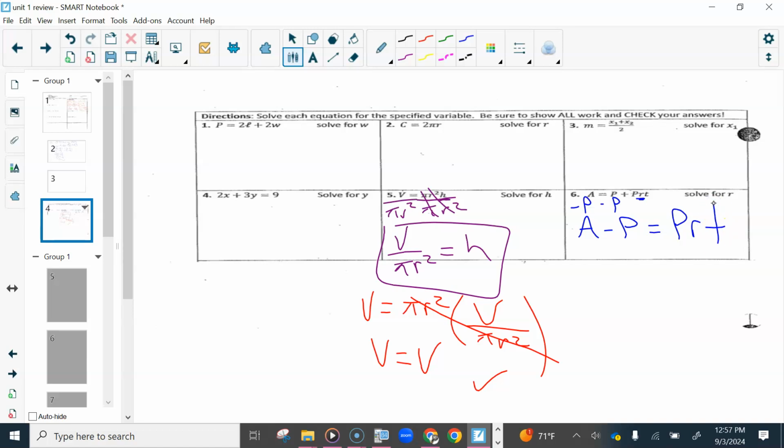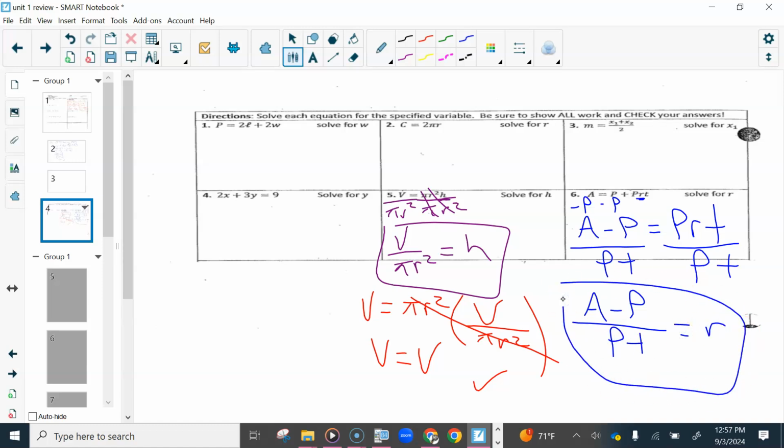Now, if I want to get rid of the p and the t that are over there, very similar to this, how would I get rid of that? Divide by p and t at the same time. So a minus p over pt equals r. Remember that if all the letters are confusing you, circle, highlight, underline the one that you are solving for. Think about how you would solve this if it was a regular equation and start that process.